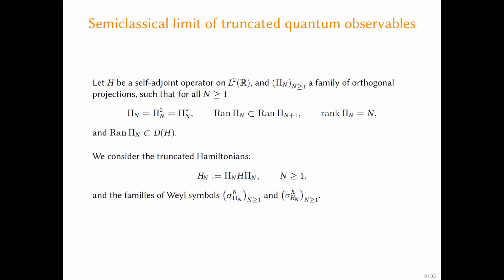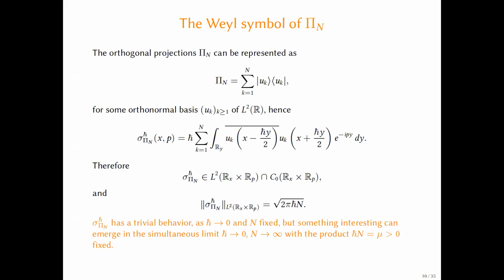Okay, so now that we have a common language to describe quantum and classical mechanics in the same space, we come back to our problem. As I said, we consider an operator on L2 and a monotone family of projections, and we consider the truncated Hamiltonian, obtained by multiplying on the left and on the right the second operator with this projection. And we can consider, of course, the Weyl symbols of the sequence of projections and of these truncated operators. And we ask, okay, what happens to these sequences in the classical limit, for instance, when h bar tends to zero?